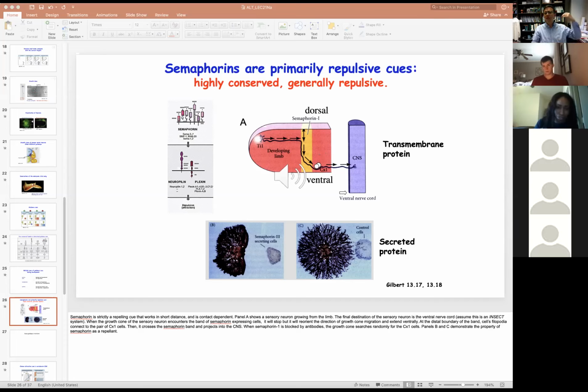So CNS is basically like a spinal cord. Okay, right. So although semaphorin is the repulsive cue, in this case, cells kind of stop and then try to explore the points where they can cross, and then they can cross this band after they recognize the CX1 cell.